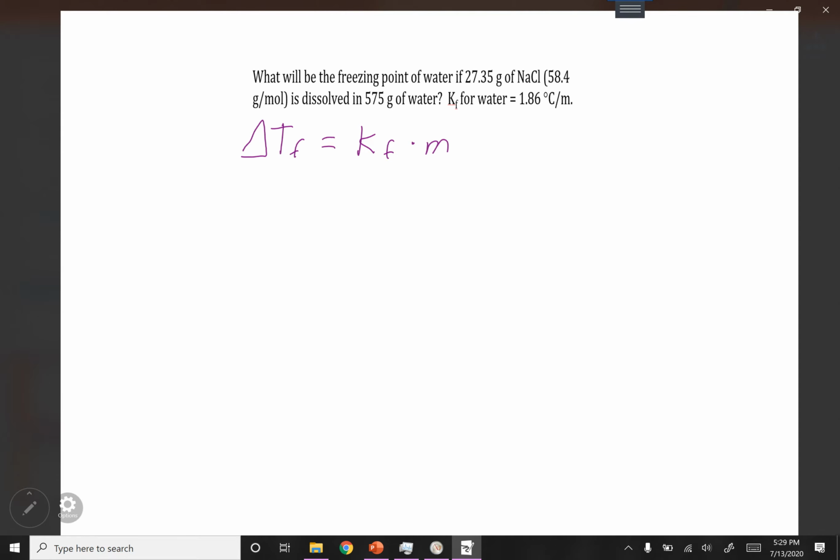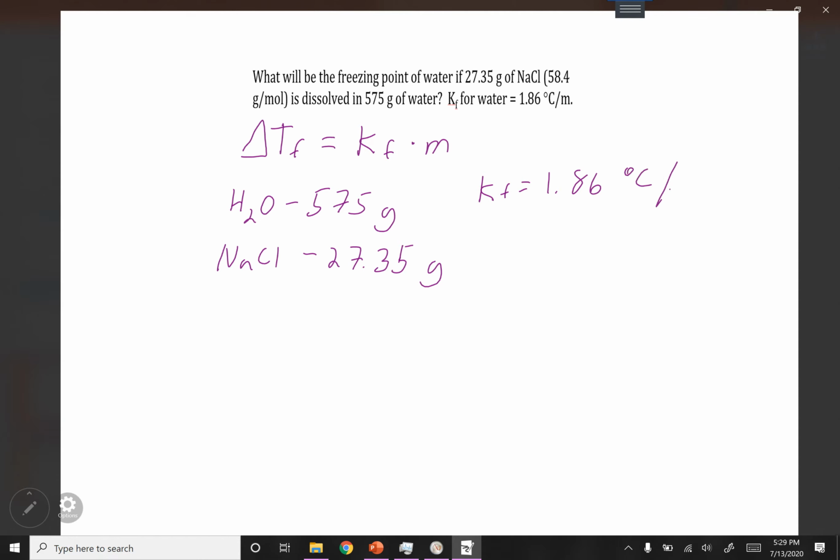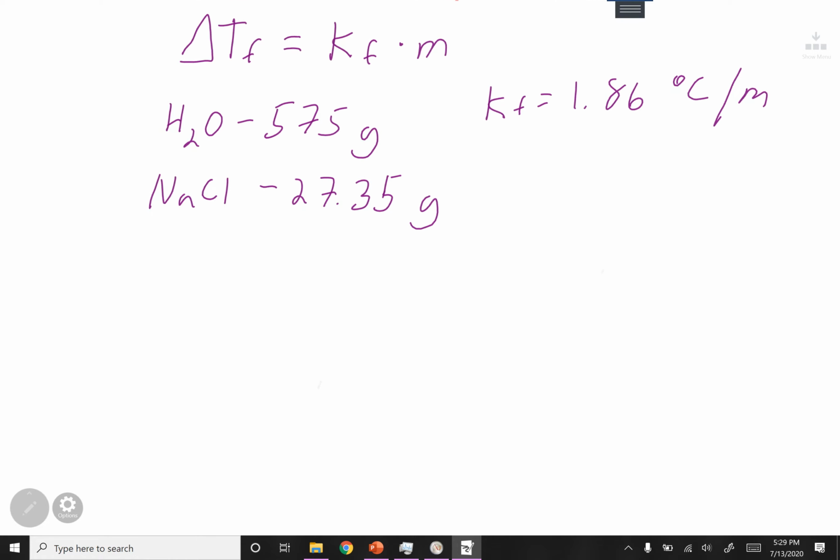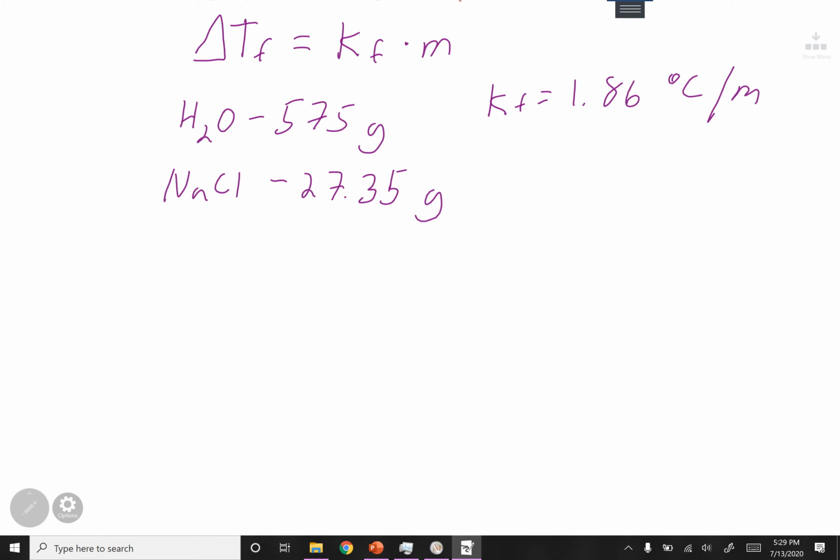Okay, so they told us we have this much water, 575 grams, and they told us we have this much sodium chloride, 27.35 grams. And they told us our Kf for water is equal to 1.86 degrees C per molal. Okay, so that's everything we need from the equation.